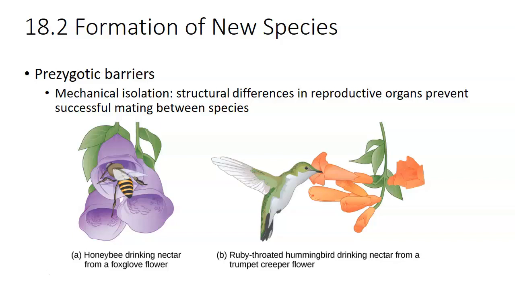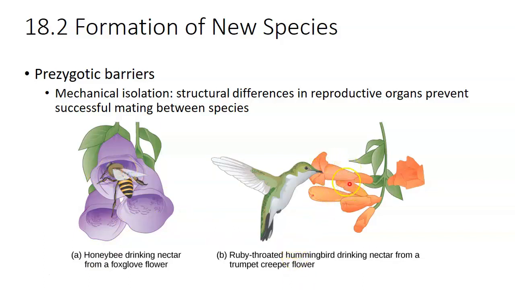Here's an example of two different species of flowers. So this is the foxglove flower, and here is the trumpet creeper flower. If we look at the anatomy of the flower, they have different openings, and the reproductive structures are going to be at different lengths within the flower. The foxglove flower is going to be big enough for the honeybee to get right in there and grab what it needs and at the same time pick up pollen.